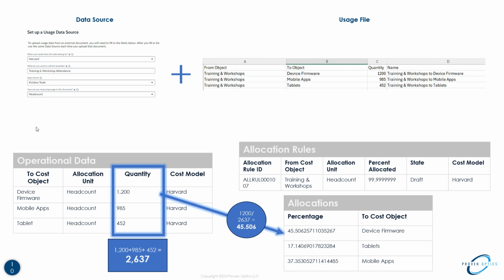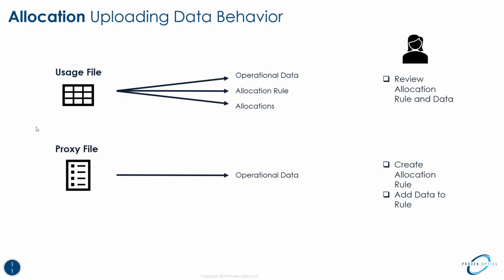For new data in the future, simply upload the new file and the system will adjust the allocations accordingly. You can also import data directly from a ServiceNow table if needed. Allocation behaves differently depending on whether you're uploading usage or proxy data. Usage data follows the process outlined before, and your only job is to review the draft allocation rule.